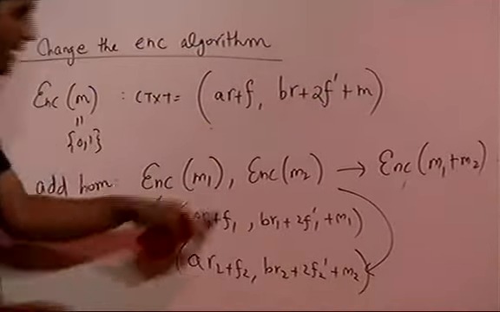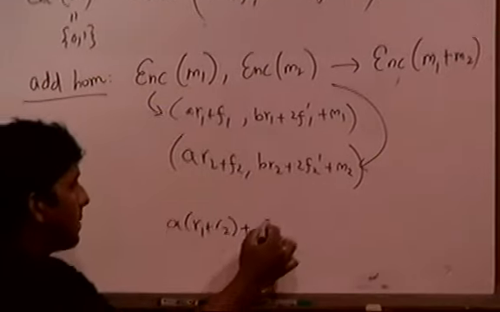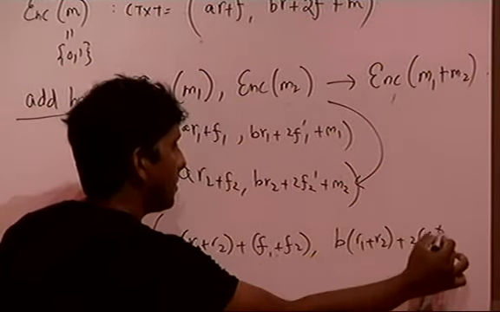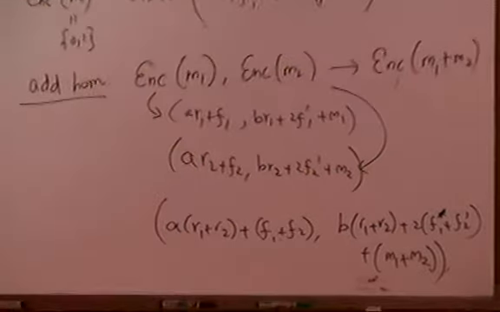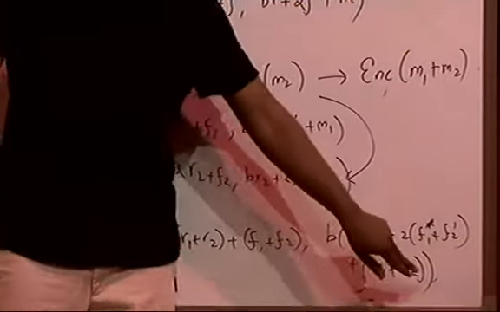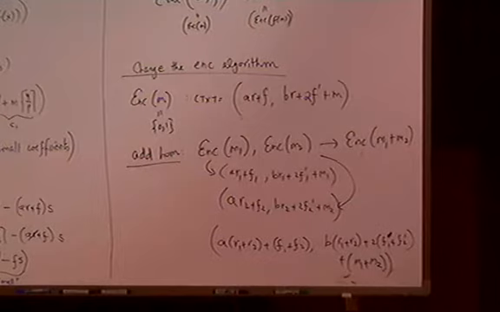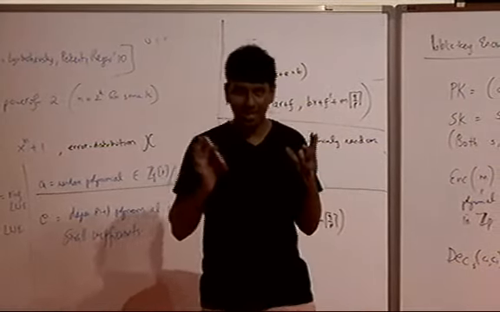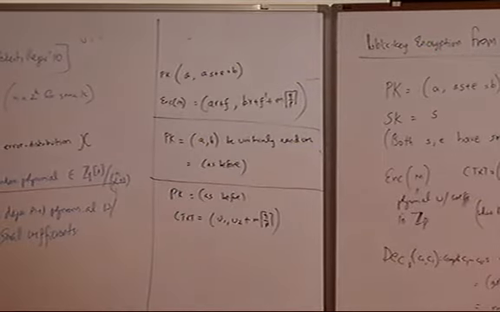Okay, and I simply add the two ciphertexts together, first component to first component, second component to second component. What I get is A times R1 plus R2 plus F1 plus F2, and in the second component, B times R1 plus R2, plus 2 times F1 prime plus F2 prime, plus the sum of the two messages. When I decrypt the ciphertext, what I'm going to get is M1 plus M2 mod 2. So it is really an encryption of the sum of the two messages. Okay, questions? Good. The hard part is to show that this scheme is multiplicatively homomorphic. And that's always the hard part in these constructions. So let's see. Maybe I should erase this because this is simple.